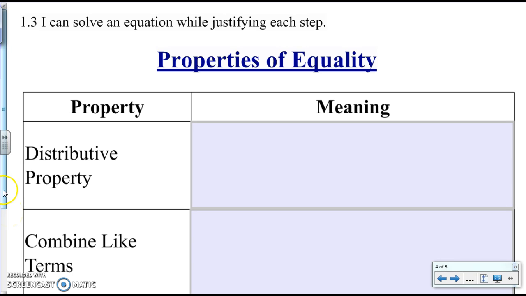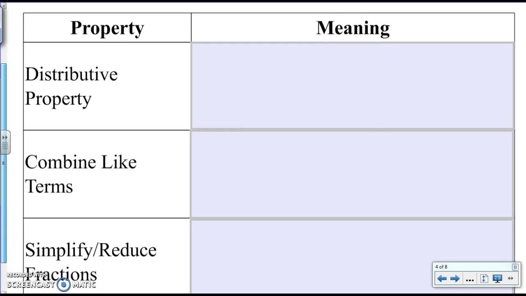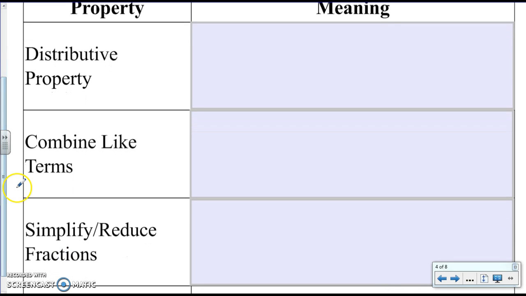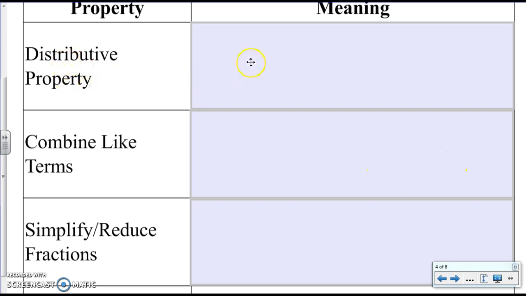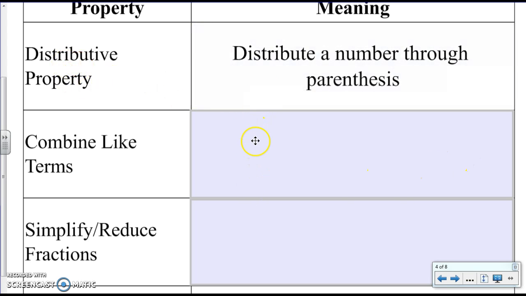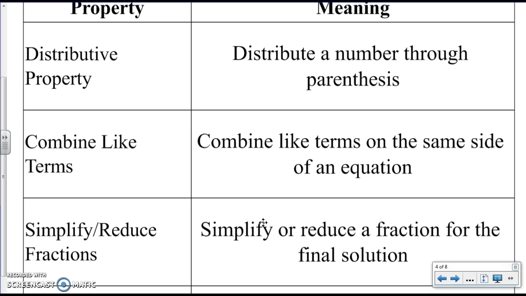Okay. 1.3 talks about justifying your steps. We've talked about some of these things before, but there are some properties or some steps that you're going to take. The first one is distributive property. That means you're going to distribute the number through the parentheses to get rid of the parentheses. Combining like terms means combining like terms on the same side of an equation, not when you're looking at both sides. And then simplify or reduce is just simplifying or reducing a fraction for the final solution.